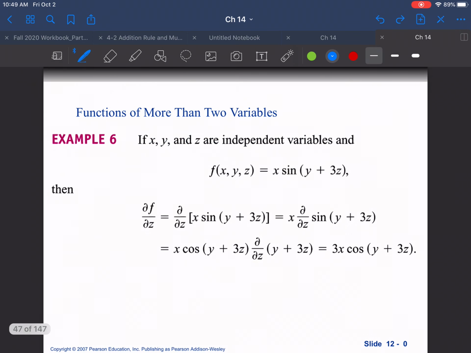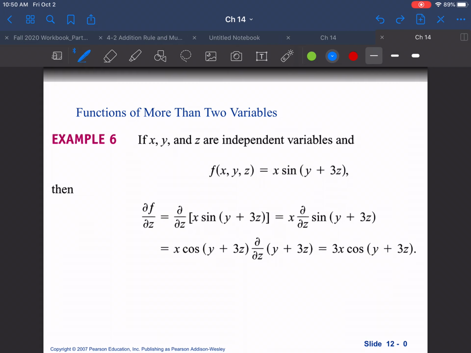All right. Functions of more than 2 variables here. If x, y, and z are independent variables, and we have this function f of x, y, z equals x sine y plus 3z, then partial f partial z equals the partial derivative of this, and you can go through and just do partial derivatives just as you were before. So just another example there of doing that.